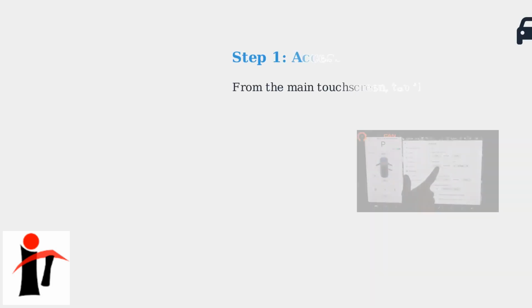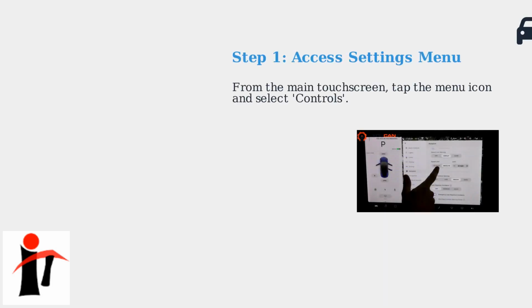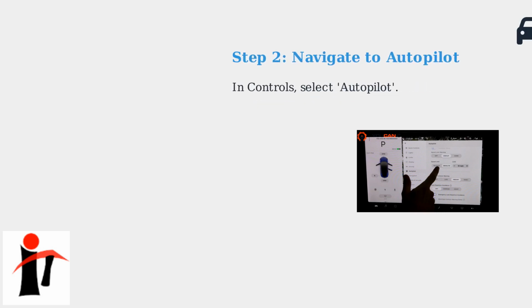To activate Park Assist on your Tesla Model Y, follow these step-by-step instructions. First, ensure Park Assist is enabled in your Tesla's settings. From the main touchscreen, tap the menu icon and select Controls. In the Controls menu, select Autopilot.